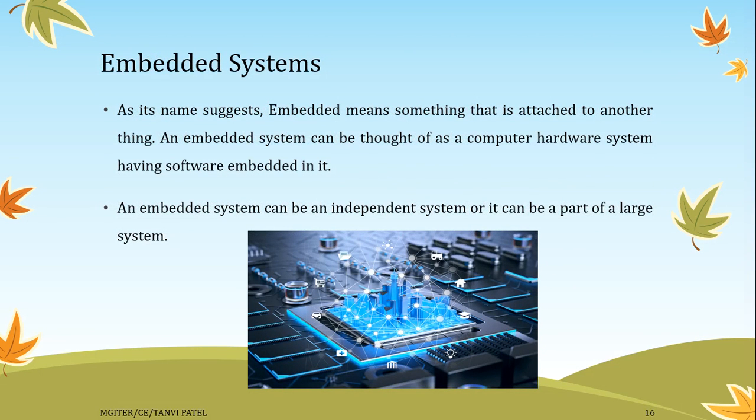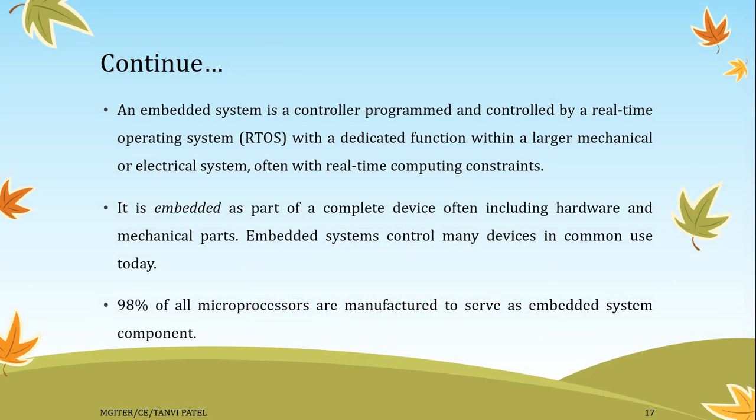The next one is embedded system. As its name suggests, embedded means something that is attached to another thing. An embedded system can be thought of as a computer hardware system having software embedded in it. An embedded system can be an independent system or it can be a part of a larger system. An embedded system is a controller programmed and controlled by a real-time operating system with a dedicated function within a larger mechanical or electrical system, often with real-time computing constraints.